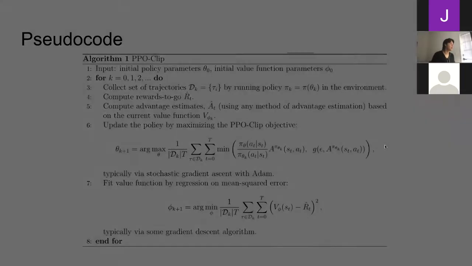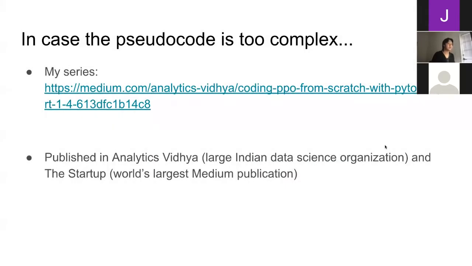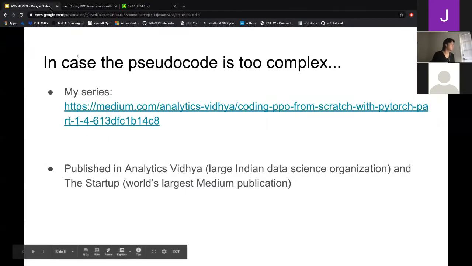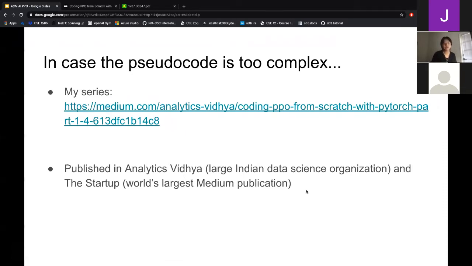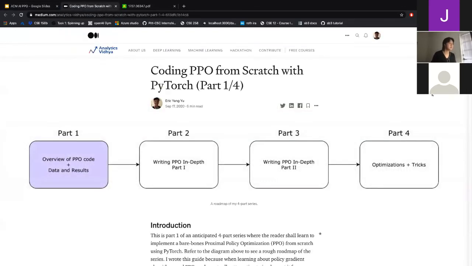So I actually wrote a series about half a year ago, a little bit more than that, teaching people how to write it from scratch with PyTorch in Python. And so I'm going to open this up real quick. Some fun facts. It was published in 2 publications. One's called Analytics Vidhya, which is a very large Indian data science organization, and The Startup, which is actually the world's largest Medium publication to date, or the largest active one at the moment. So that's really fun.